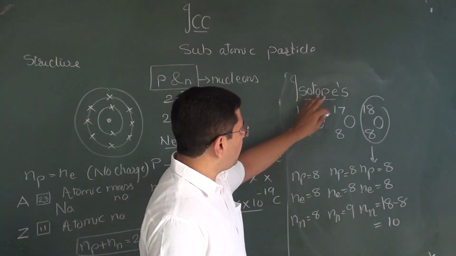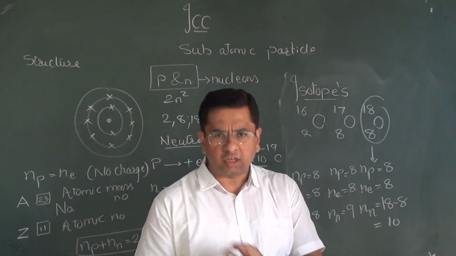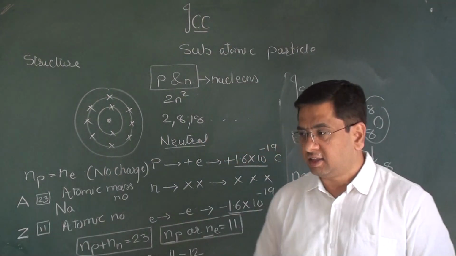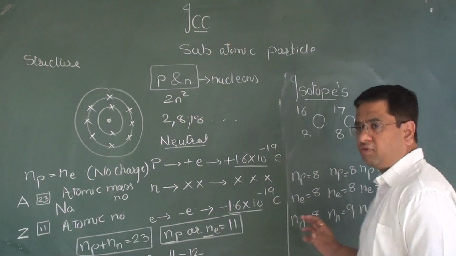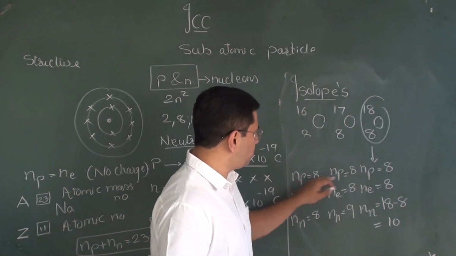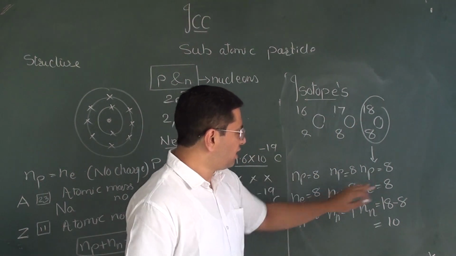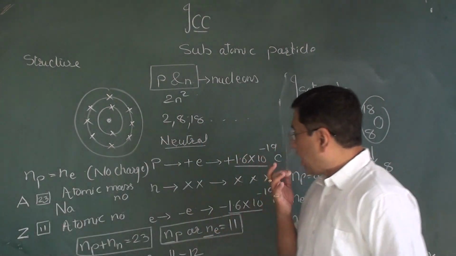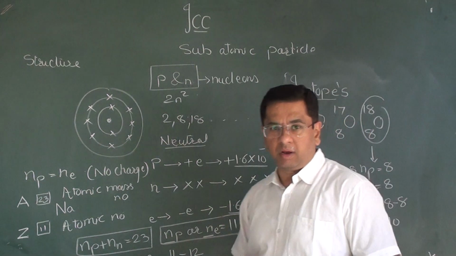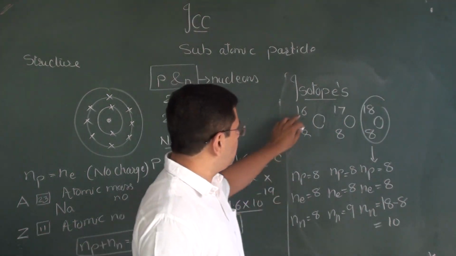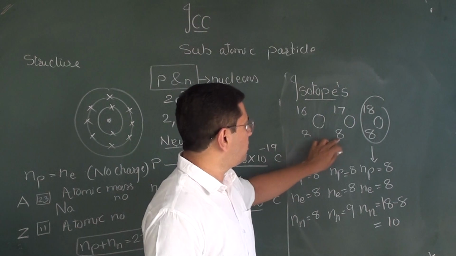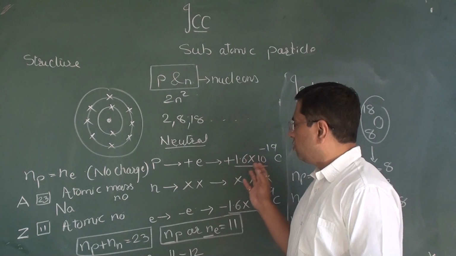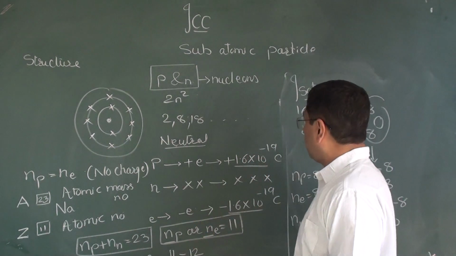So what I understand from this is something very simple. Isotopes do not differ in anything else, but they differ only in the number of neutrons. All these three have 8 protons, 8 electrons, and 10, 9 and 8 neutrons. So isotopes of the same element have different atomic mass numbers but the same atomic number. That is what the concept of isotope is. We will be using it in many situations over here.